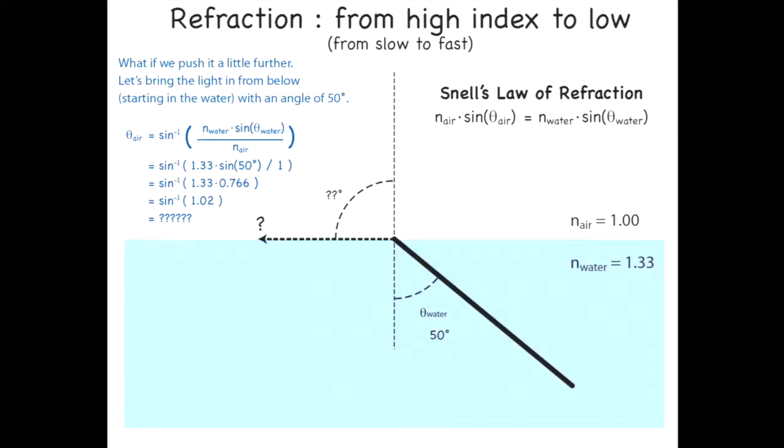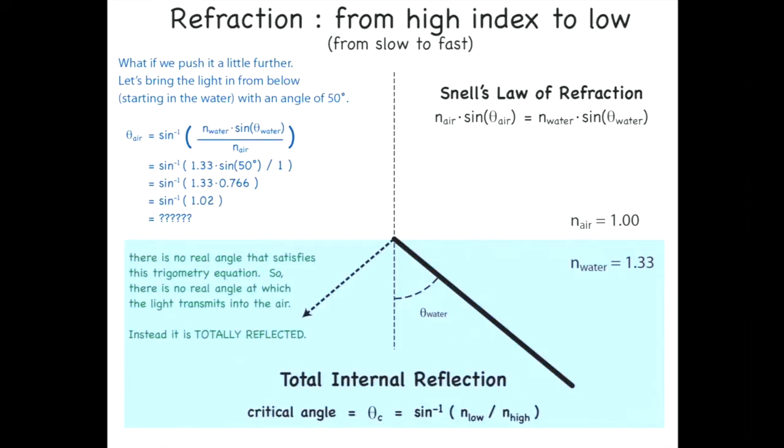So if the math is telling us that there's no real solution for the angle of light that is transmitted out of the water, then the math is telling us that the light doesn't get transmitted out of the water. And that's exactly what happens. If you come in at a large enough angle, there is no real angle that satisfies this Snell's law, and so there is actually no light that transmits into the air. It's totally reflected. And that phenomenon is called total internal reflection.